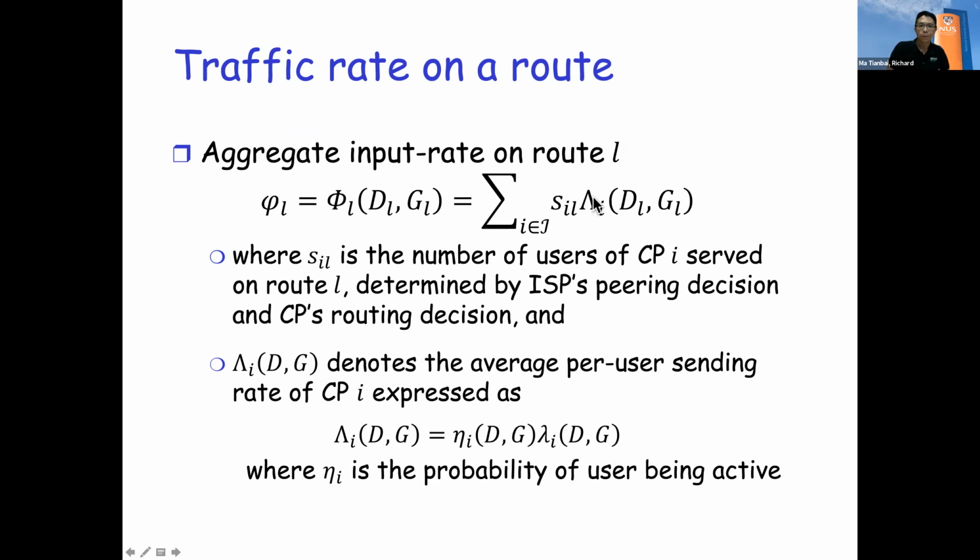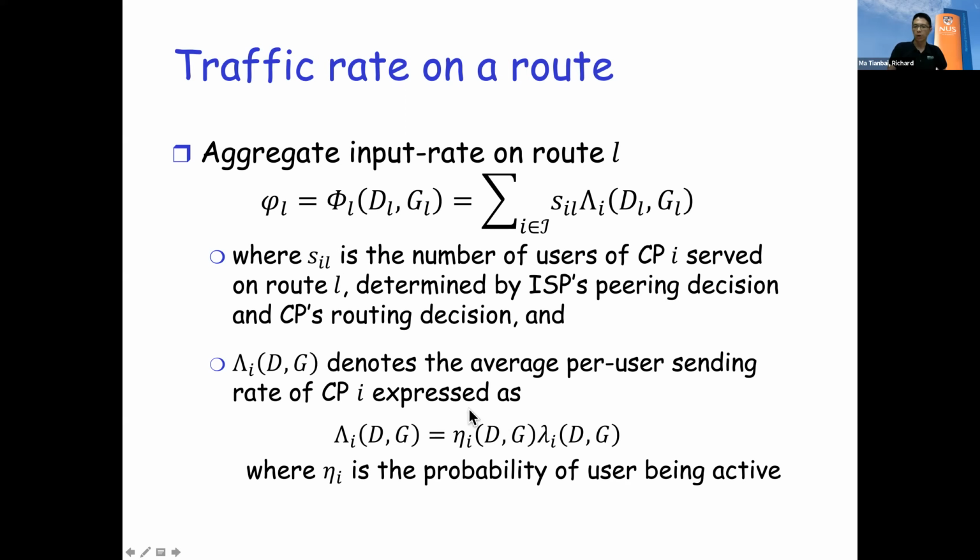Any questions? Can I ask one question? When you said the number of users, do you recognize if the content provider is using a partial route or it has to use the full route? So in reality, there might be multiple routing paths available to the content provider, and it really depends on their routing strategy. Sometimes they might even use load balancing strategies and dynamically change the routing. So that's why we have this parameter S_IL, which might change based on the CP's routing strategy, but we're not explicitly modeling that. Here we're just assuming that given any strategy, this number of users will be fixed.